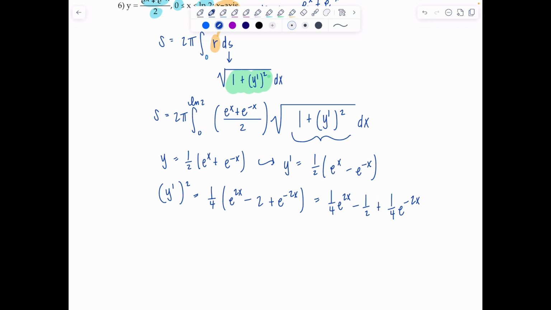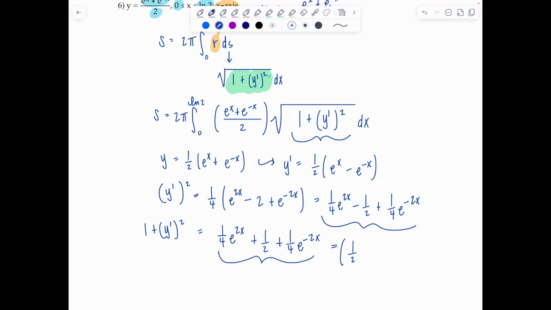Now, underneath the radical, I have 1 plus y prime squared. So let me add 1 to all of this. And then the only thing that changes is that negative 1/2 now becomes a positive 1/2. And then the trick is you need to recognize that this is a perfect square trinomial that factors into, that's it, 1/2 e to the x plus 1/2 e to the negative x squared.